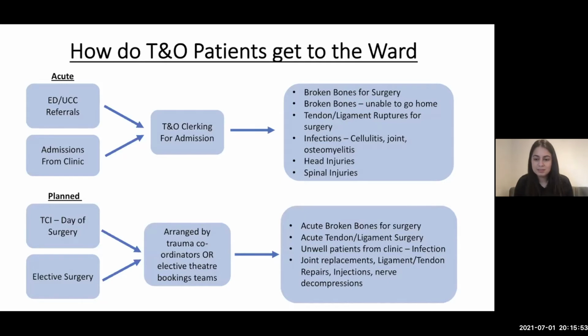Joint replacements, ACL repairs, steroid injections and nerve decompressions are the ones which are arranged months in advance. They come for pre-assessment and then come into hospital. So that's a summary of how trauma and orthopaedics patients get to your ward to begin with.